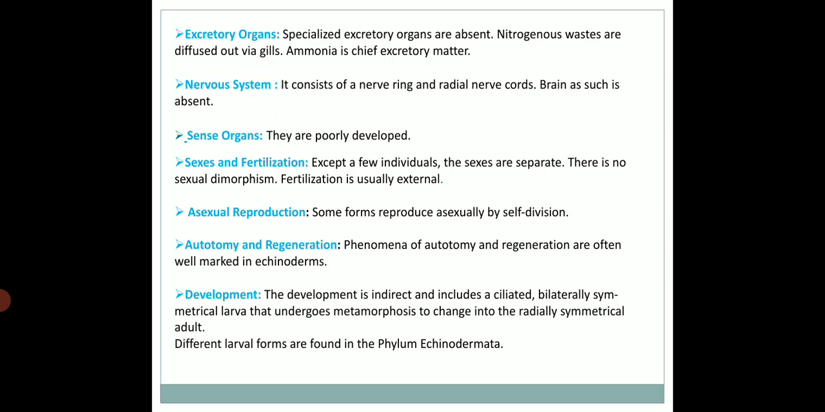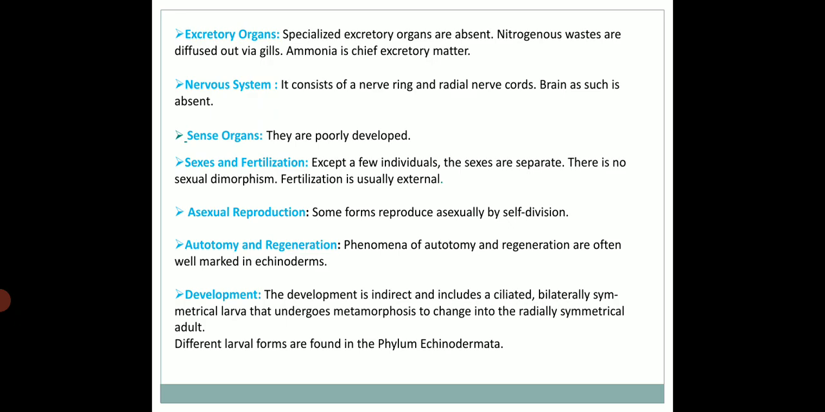Next, it is the excretory organ. Specialized excretory organs are absent. Nitrogenous wastes are diffused out via gills. Ammonia is a chief excretory matter.